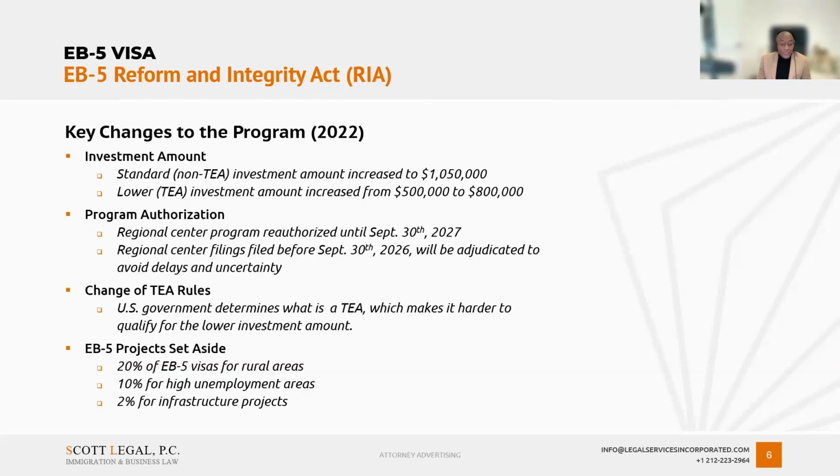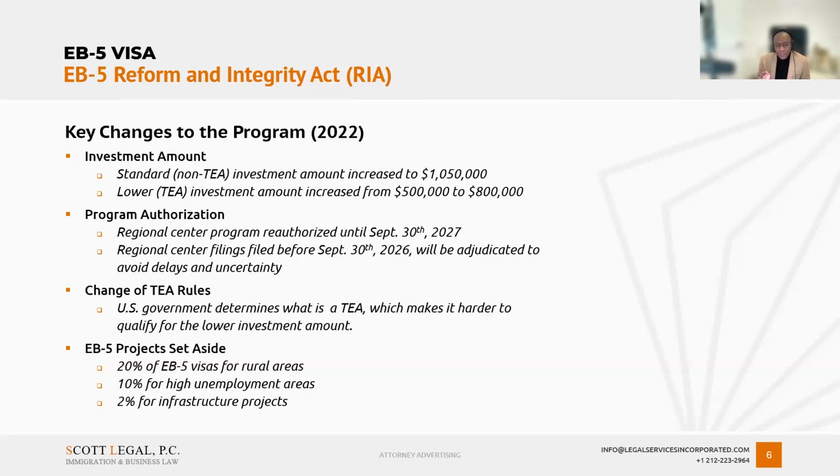The program was reauthorized until September 30th, 2027, and anyone who files before September 30th, 2026, their petition actually will be adjudicated. This was a huge change, because that was a big problem: when they didn't reauthorize the program last time, USCIS just shut down and said we're not doing any petitions. That created an enormous amount of uncertainty, especially when you've invested a ton of money and USCIS is just saying, I'm not sure what I can do. But this was a good change. They did also change what constitutes a TEA, making it a bit harder.